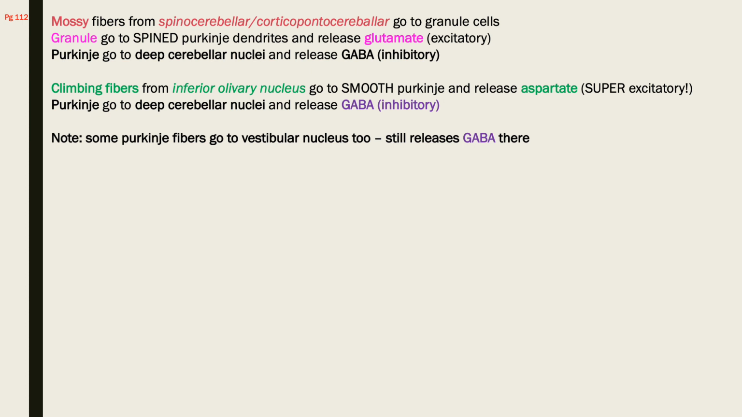Don't forget, though, we talked about it before, some Purkinje fibers go to the vestibular nucleus. So don't forget that. It's still going to release GABA. They're always releasing GABA, which is inhibitory.